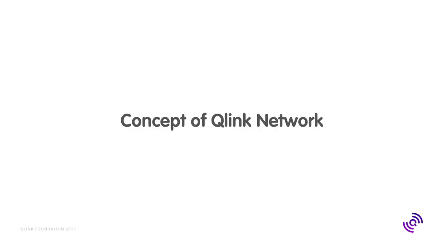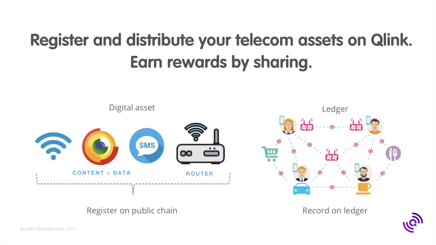So the basic concept of the Qlink network is that users can register and distribute telecom assets on Qlink. And they do this by registering them to the public chain as a digital asset. The public chain is the Neo blockchain. You register your telecom asset, which could be a Wi-Fi, it could be content and data, it could be an SMS package, it could be a router, and that will become a digital asset with a digital ID. Then you can share that with your friends or with your customers, and you can share that for free, at no charge, or you can choose to set up a smart contract and bill for access to that telecom asset.